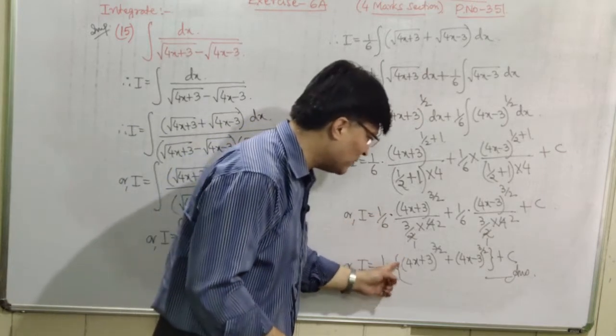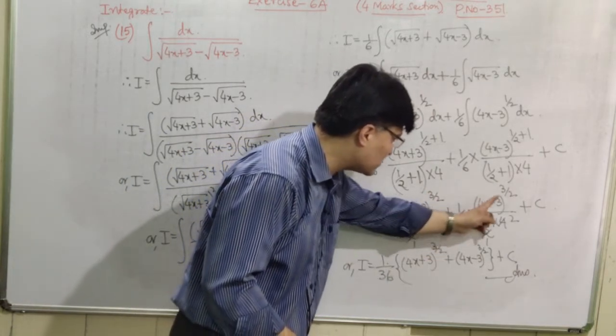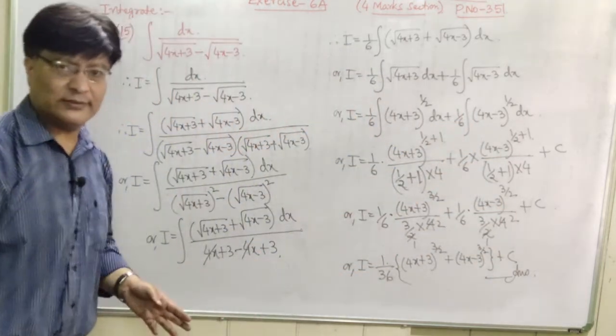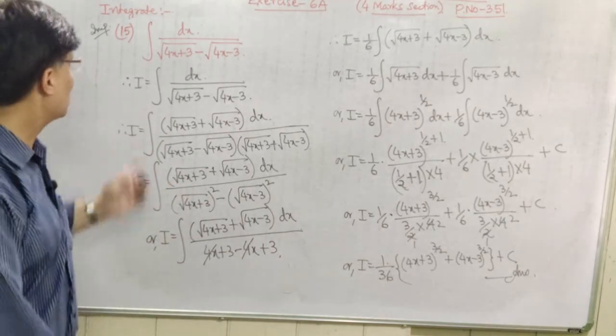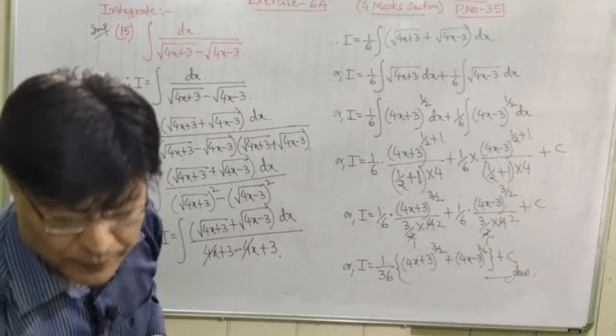So in the numerator we have within second bracket 4x plus 3 whole to the power 3 by 2 plus 4x minus 3 whole to the power 3 by 2 plus c. So this is the final answer. So I think you have understood it. So you can copy it. So this is also a very, very important question. So you can mark it.